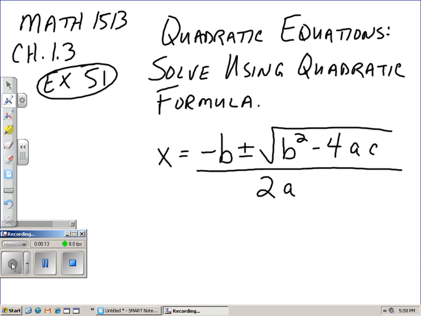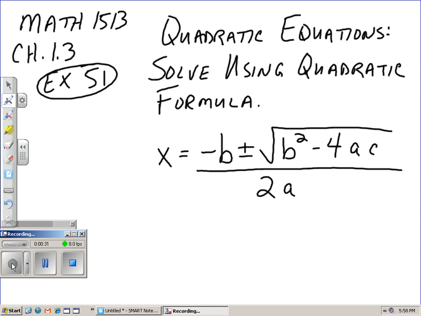Now, we've learned lots of ways. We learned solving by factoring and using the zero product principle. We've learned the square root procedure. We've learned completing the square. We've learned all these methods of solving quadratic equations. This is the last one I'm going to teach you, and the reason it's last is because it's a last resort.